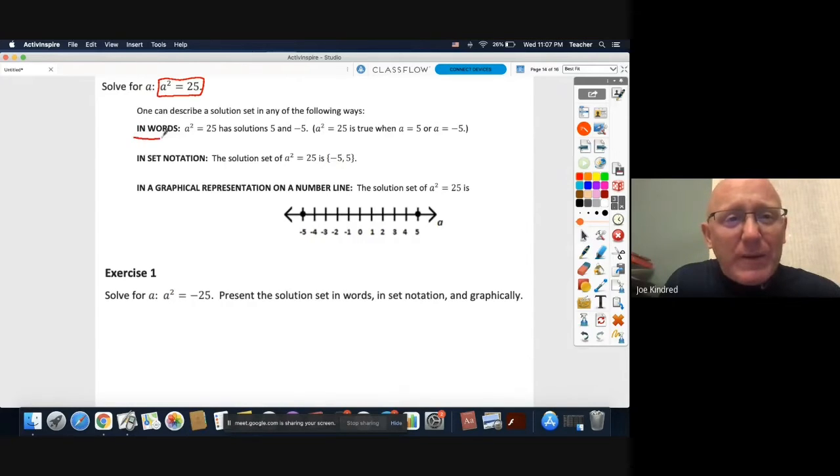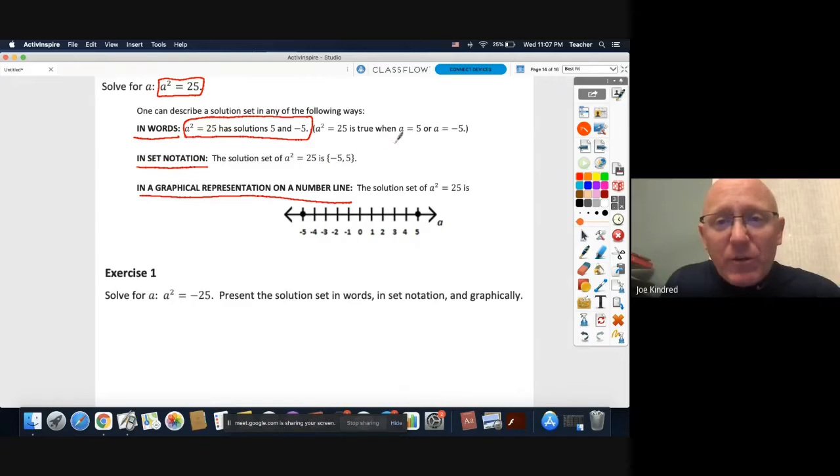We're going to be describing it in words, in set notation, and also in a graphical representation on a number line. And so they show you what that looks like. In words, for instance, in this first example, a squared is equal to 25 has solutions 5 and negative 5. This would be how you would write it in words. In set notation, you might see these little symbols here, and some other notation that we'll get into in just a second.